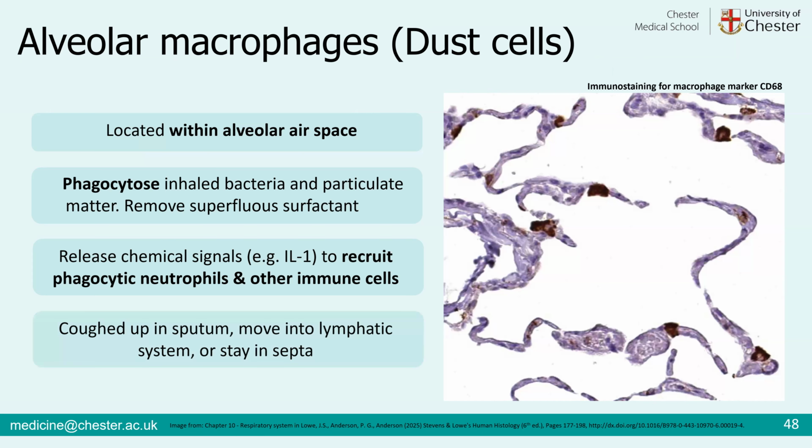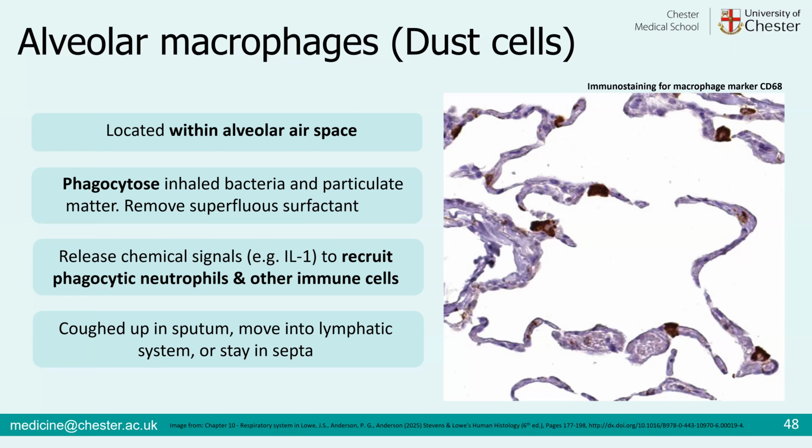You can see them on this. So again, this is immunohistochemistry, where again you see these brown blobs, that's our macrophages staining up there. So they've looked for a particular marker on the surface of the cell to highlight them. So all of these brown blobs in the alveolar wall, that's our alveolar macrophages.